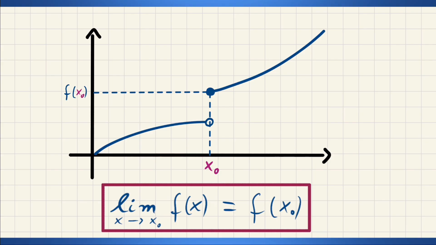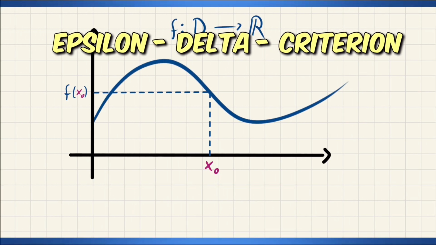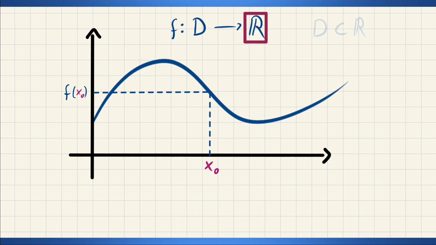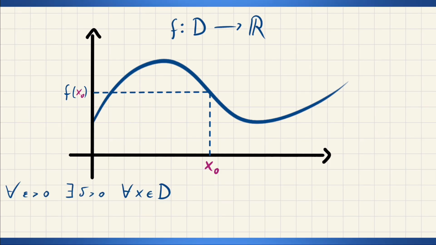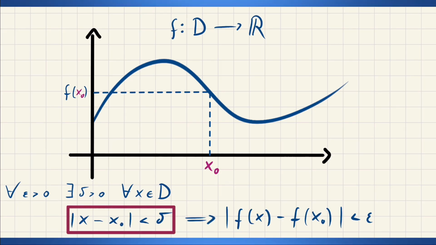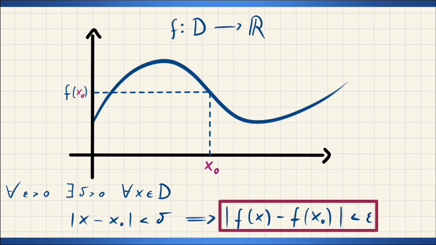As simple as the limit definition is, mathematicians like to write it more formally. That's where the Epsilon-Delta criterion comes in. Let's again consider a function from a domain D to the real numbers. This function is continuous at the point x0, that means any point in the domain D, if for every epsilon greater than 0, there exists a delta greater than 0 such that the following condition holds for all x. If the absolute value of x minus x0 is less than delta, then the absolute value of f of x minus f of x0 is less than epsilon.